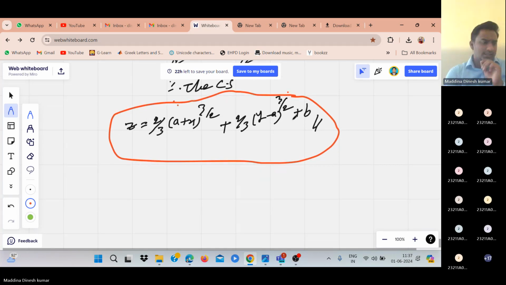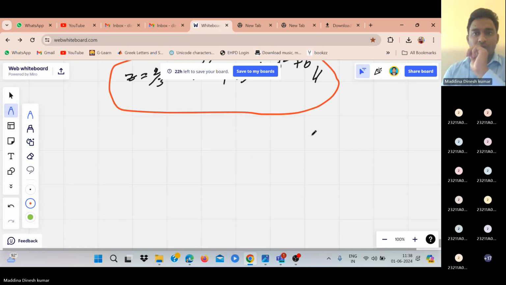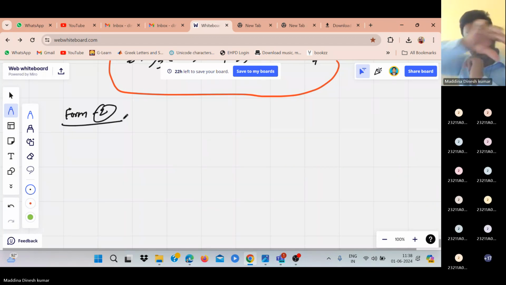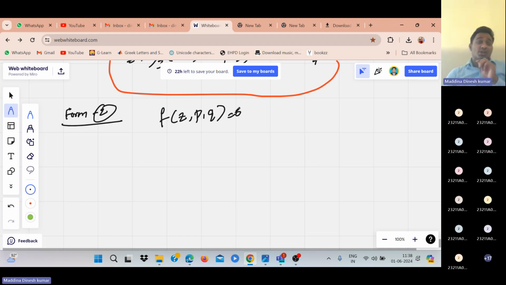Okay. Next, the final one is to discuss problems on form 2. Suppose the given PDE contains only p, q, and z, then we have to use form 2.